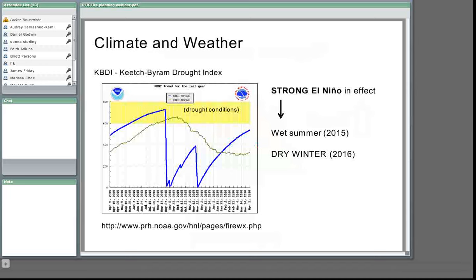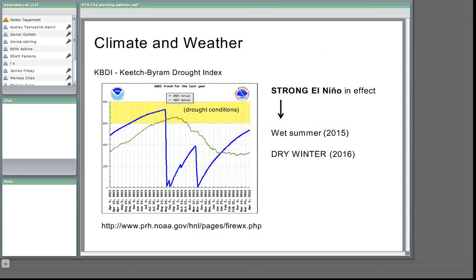This is the Keetch-Byram drought index that the National Weather Service uses for Hawaii to track fire conditions. This green line is our average conditions. And then, the higher this goes, into that yellow zone, is indicating drought.